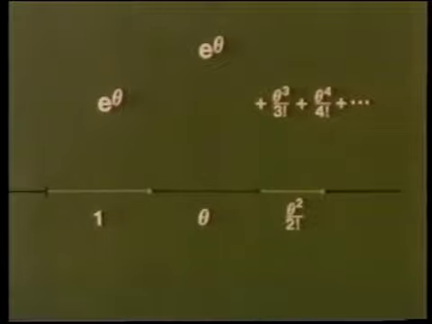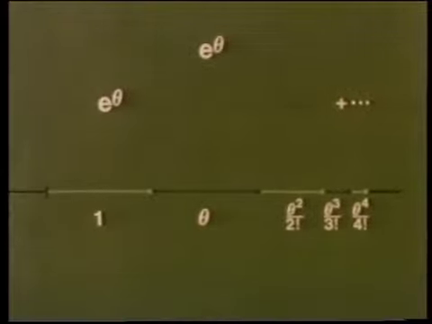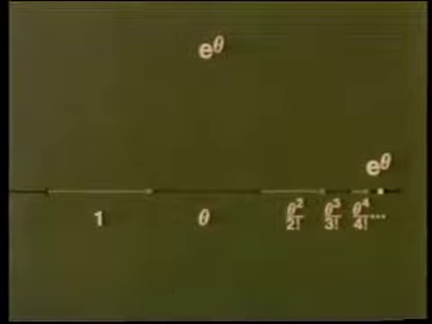This will give you the exponential series. And you could plot each term on the number line. 1, theta, theta squared over 2 factorial, and as the terms get smaller, you end up at a point which represents the value of e to the theta.